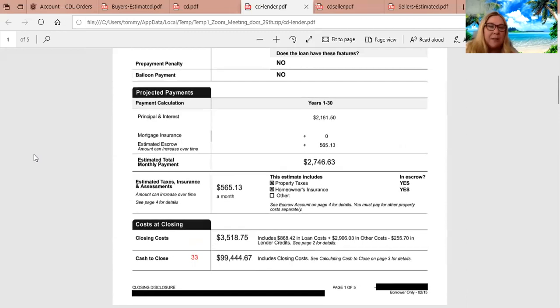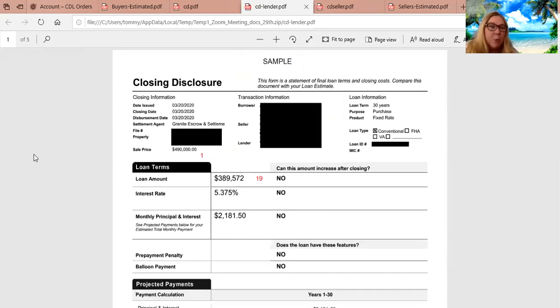Tommy, can you just go back to the top there? Yeah, so number 1, see in real small, sales price. I actually have many agents say, well, there's no sales price on there. That's because they keep it up in that real tiny spot right there where it says sales price, and that's where it's going to be on every closing disclosure. So it is on there. And then it always has the loan amount.